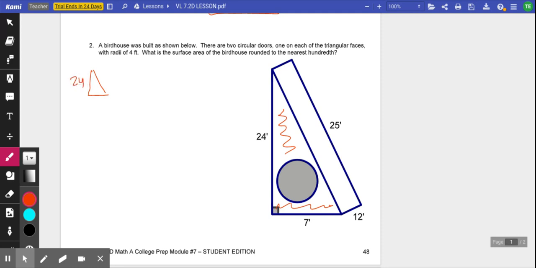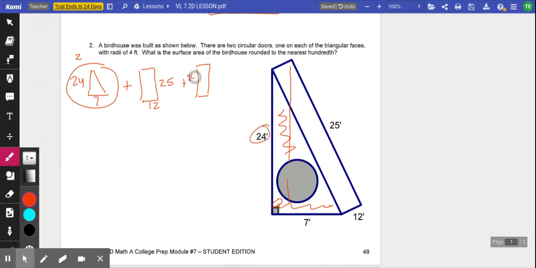They're 24 by 7. And there's two of them. Two of these guys. And then I have my three sides. I have a rectangle that is 12 by 25. That's my hypotenuse rectangle. And I have my height rectangle. That's back over here if I did it 3D. That is 24 by 12. And then I have the bottom. I can't forget about the bottom. It's 7 by 12.